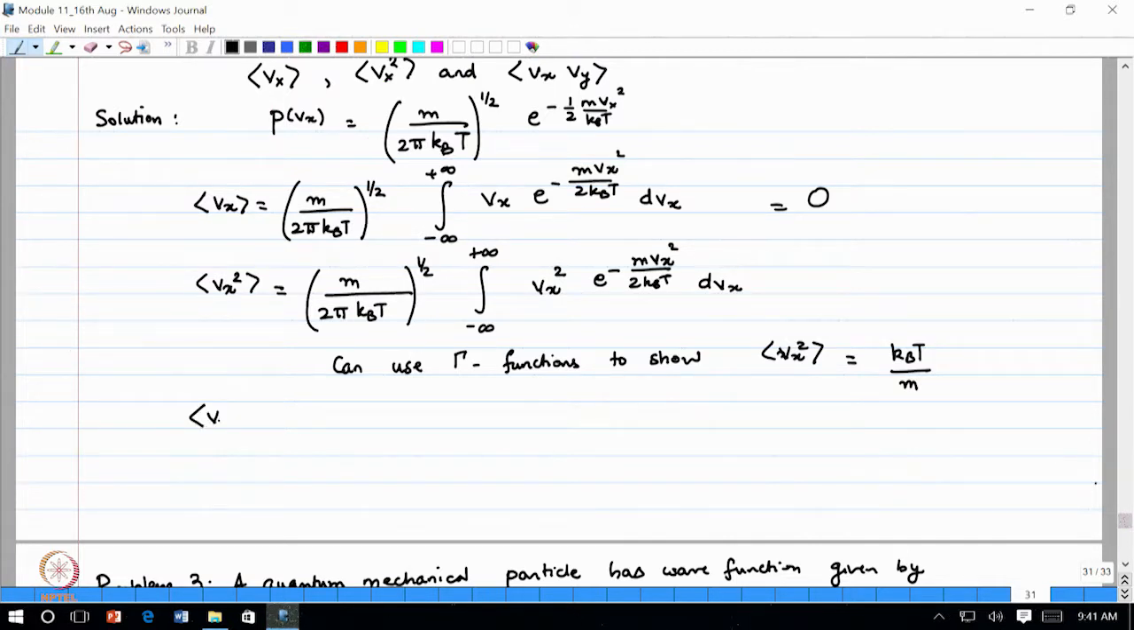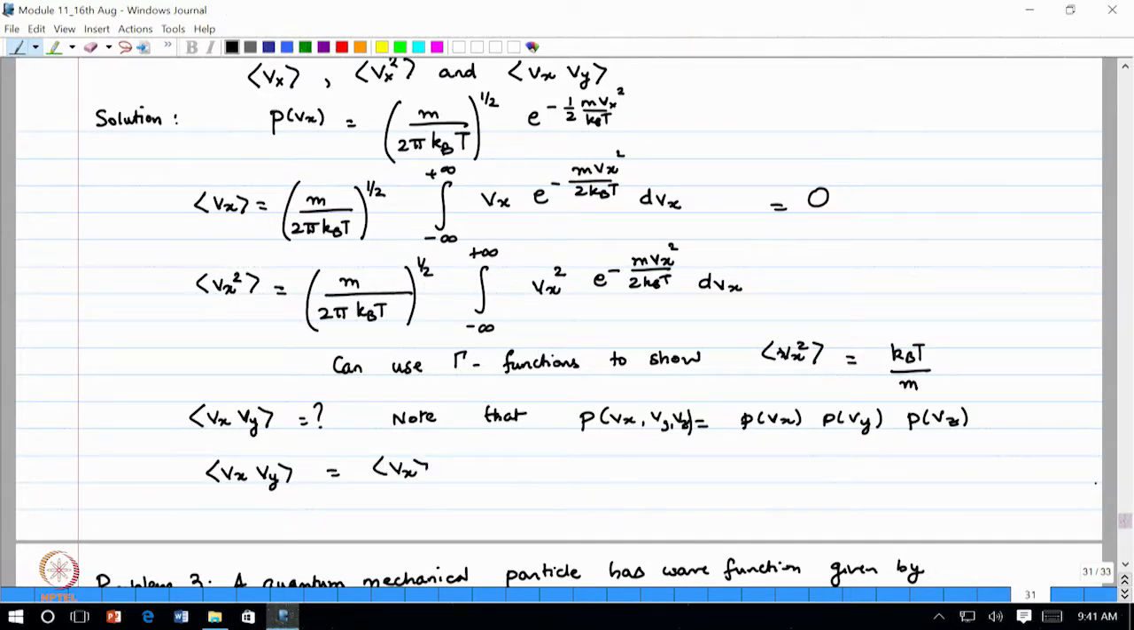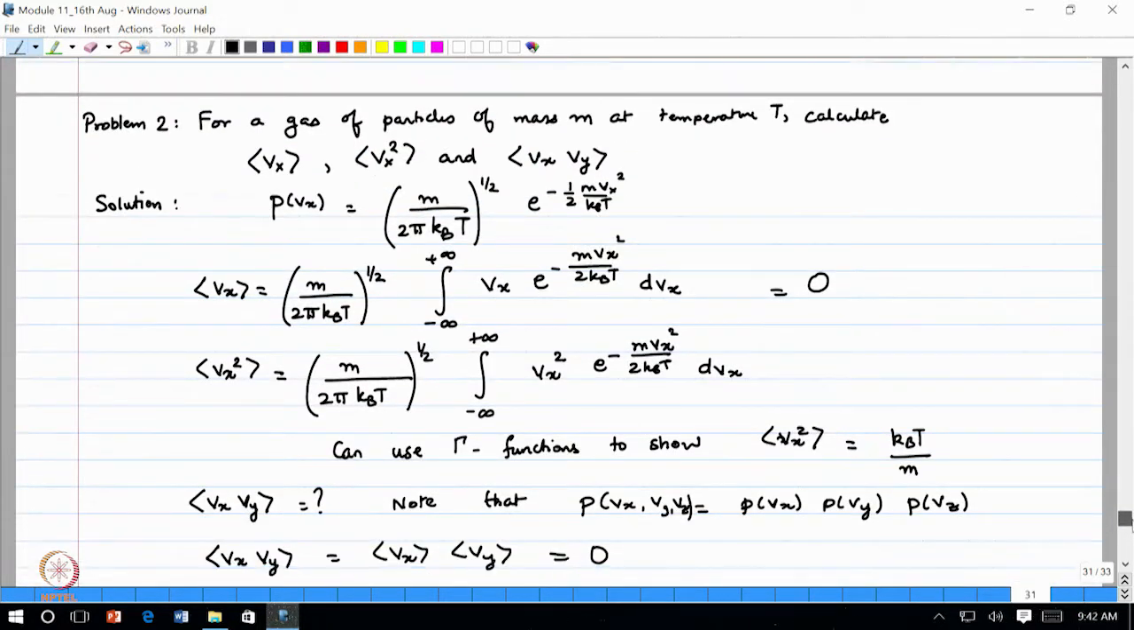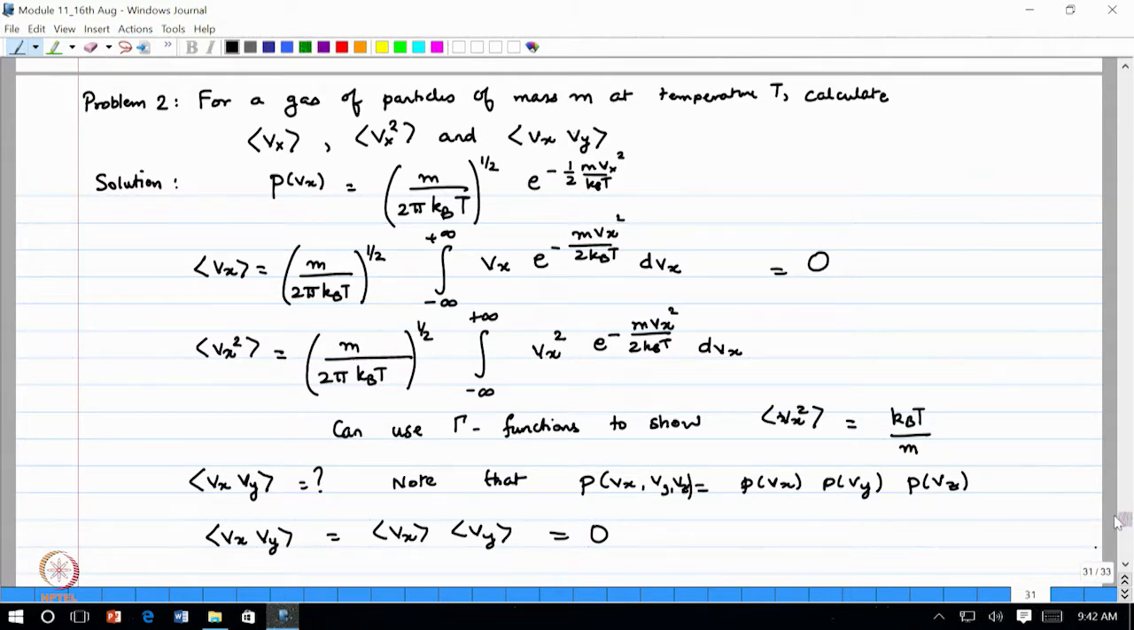Now what about Vx times Vy? Now note that P of Vx Vy is equal to P of Vx into P of Vy. So Vx and Vy are independent variables. For a gas at equilibrium, in fact P of Vx Vy Vz equals P of Vx P of Vy P of Vz. So basically Vx and Vy are independent variables. So the average value of Vx times Vy is equal to the average value of Vx times the average value of Vy, and this is equal to 0, because the average value of Vx is 0, the average value of Vy is 0. We just use the idea that they are independent variables to calculate the average of the product of Vx and Vy.